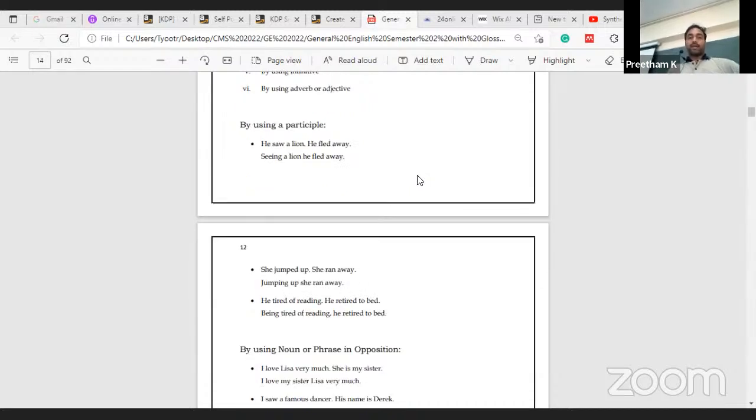The example here is, he saw a lion, he fled away. He saw a lion is one simple sentence. He fled away is another simple sentence. Simple sentence means pattern SVO. The subject is only one, where only one aspect is discussed. So how are you going to combine it and make one simple sentence? Seeing a lion, he fled away. Here you are using a participle, present continuous participle, seeing, ing form.